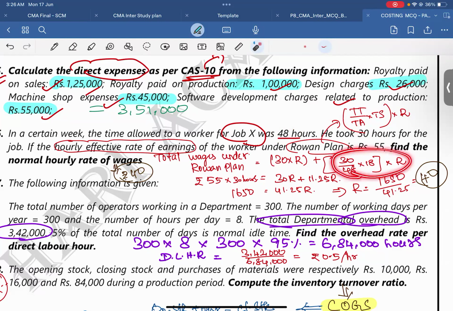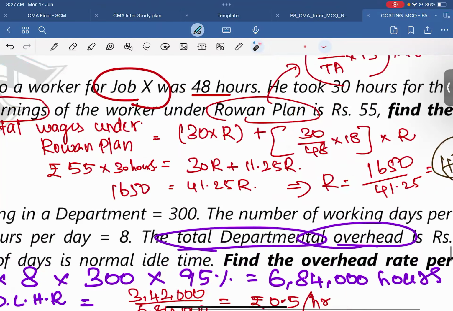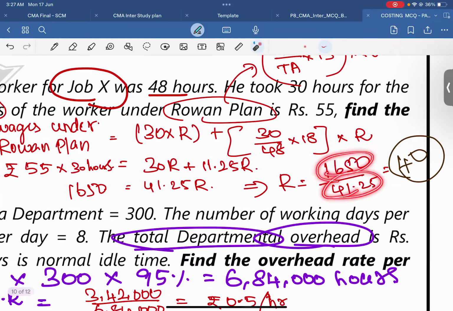If you solve this, you will get 11.25 R. This is your 30 R. If you add, it is 41.25 R. It will become 1650. R is equal to 1650 divided by 41.25, which will equal rupees 40.